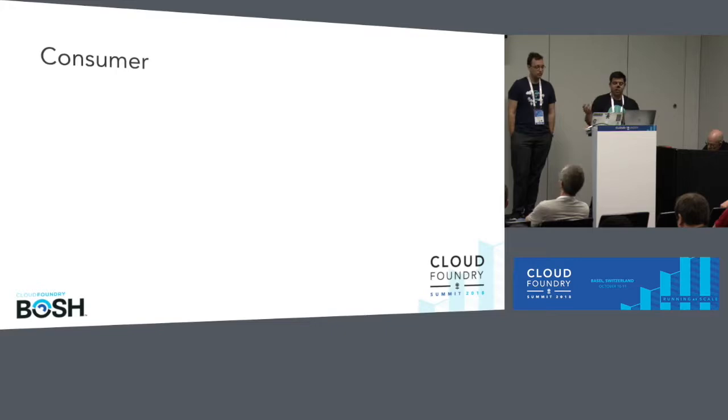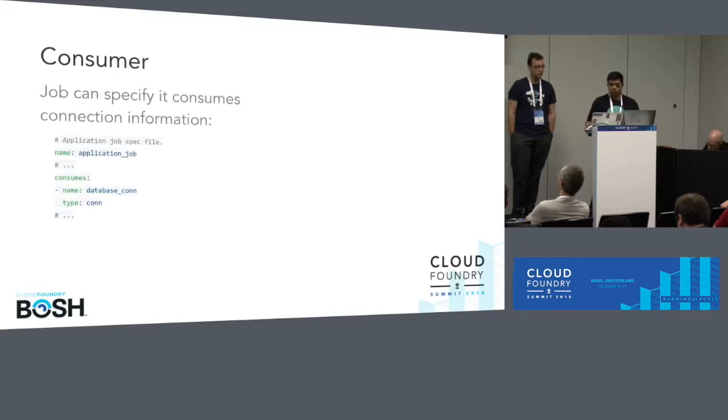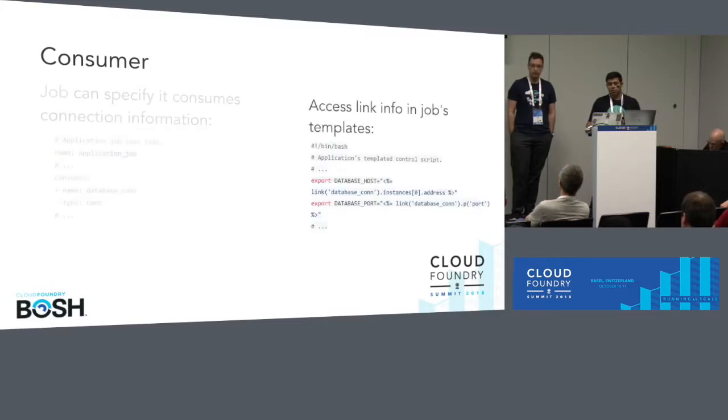And similar to that is the consumer. Your job can just specify a consumer and list the properties that you want to consume, and Bosh will just add all the properties that you have specified in the consumer and update your deployment.